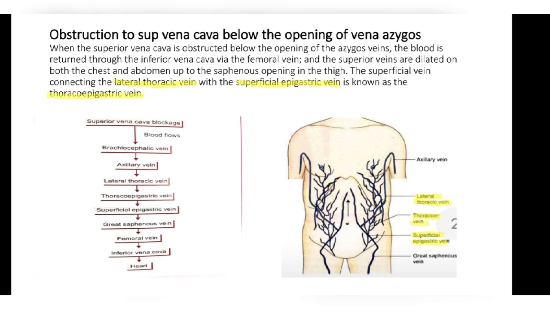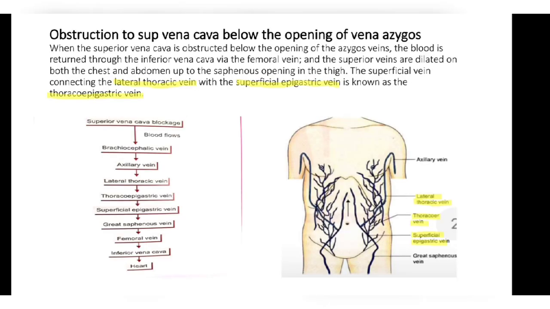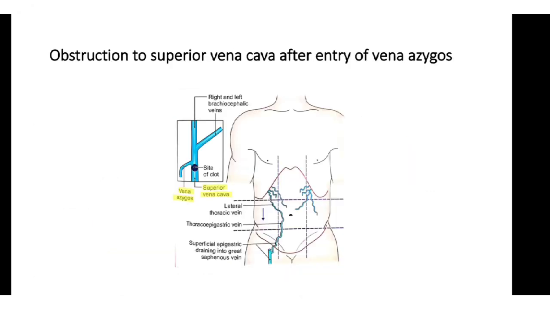So when there is an obstruction to superior vena cava below the opening of vena azygos, the blood is returned through the inferior vena cava via the femoral vein, and the superficial veins are dilated on both chest and abdomen up to the saphenous opening in the thigh. The superficial vein connecting the lateral thoracic vein to the superficial epigastric vein is known as thoracoepigastric vein. So in this diagram we can see this is the thoracoepigastric vein.